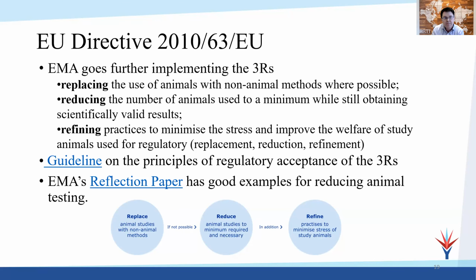And we've all heard these, but they enshrine theirs in law to say replacing the use of animals with non-animal methods where possible, reducing the number of animals to a minimum with a caveat of scientifically valid results, and refining practices to minimize the stress and improve the welfare of study animals. If you have the slides, the hyperlink guideline on the principles of the regulatory acceptance of the 3 R's, and they have a nice reflection paper on how to reduce the animal testing. And they are hyperlinked if you get my slides.